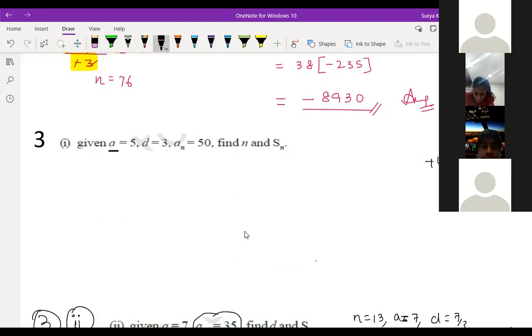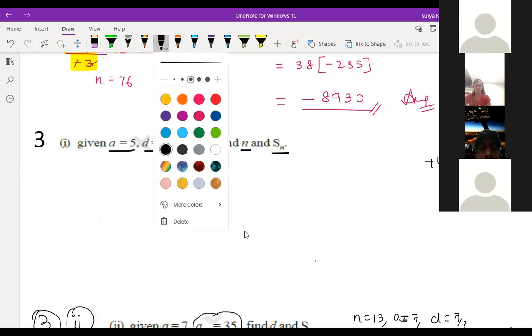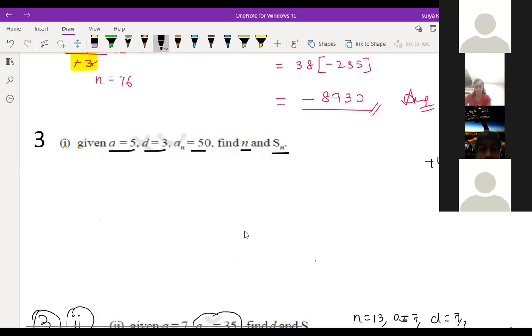a is given, difference is given to you, an is given, and you have to find n and Sn. So easy question only, children. We know that without n we can't find Sn. So we have to find n. So which formula should we use? an is equals to a plus n minus 1 into d. Correct?